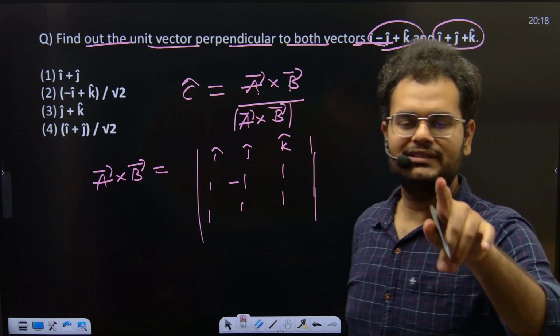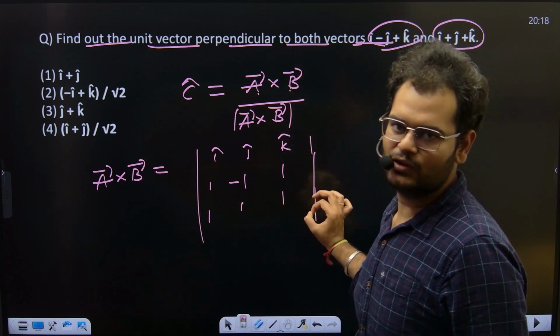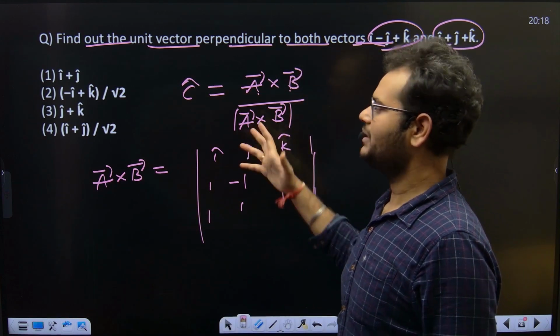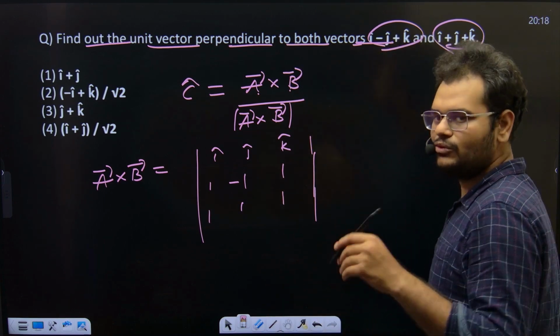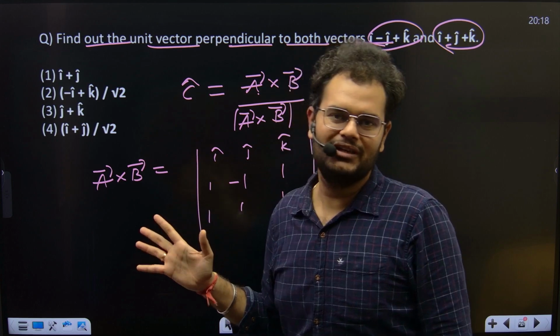So what you do? Simply A cross B you do. Okay, A cross B, and after that just divide it by its magnitude. You know how to take magnitude? Yes or no? Or should I solve this? No, I will not solve. Come on, yaar, this is basic determinant that you must do.